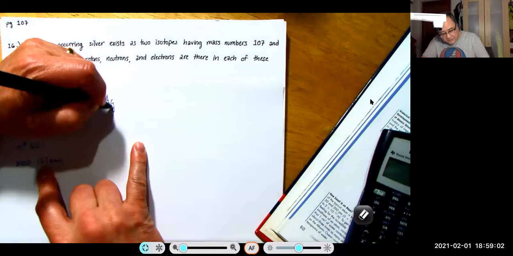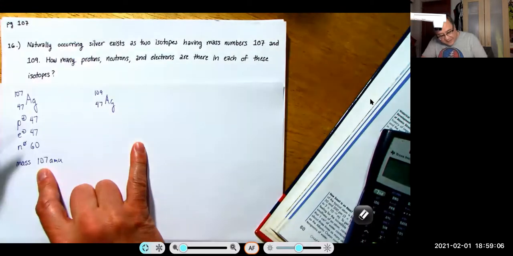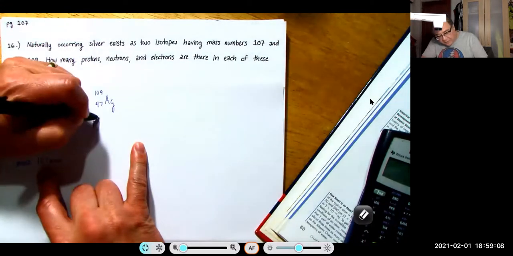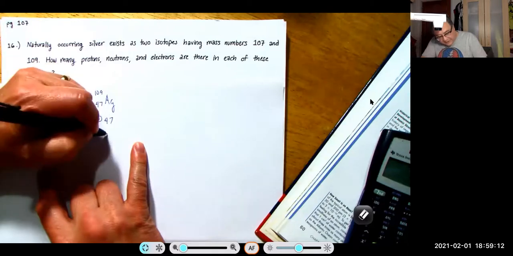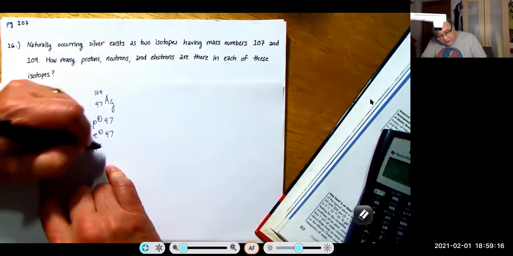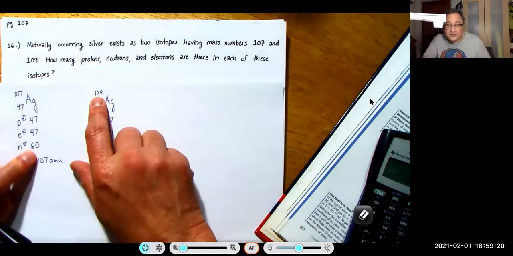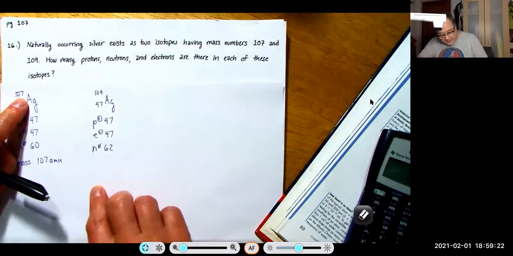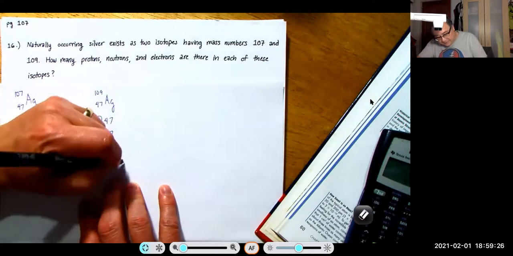The other silver is going to be 109, 47. And for protons, we're going to have 47. For electrons, we're going to have 47. And for neutrons, we're going to have 62, 2 more neutrons than over here because the mass number is 2 more. And the mass here is going to be 109 AMU.